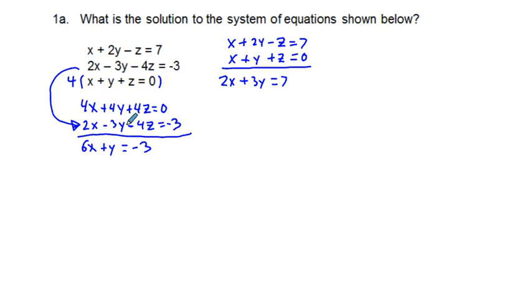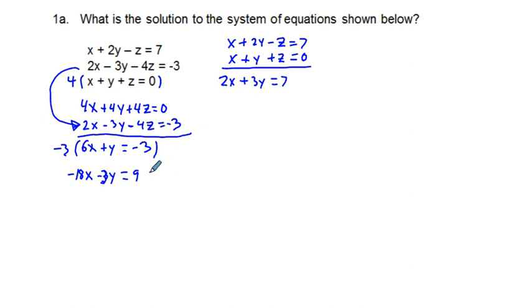Now we have two equations and two unknowns. Let's see what we're going to eliminate here. Let's eliminate the y. What I'm going to do is multiply this equation by -3. We get -18x, and then -3 times y is -3y, and -3 times -3 is 9. Now I'm going to take this equation and place it underneath this other one.